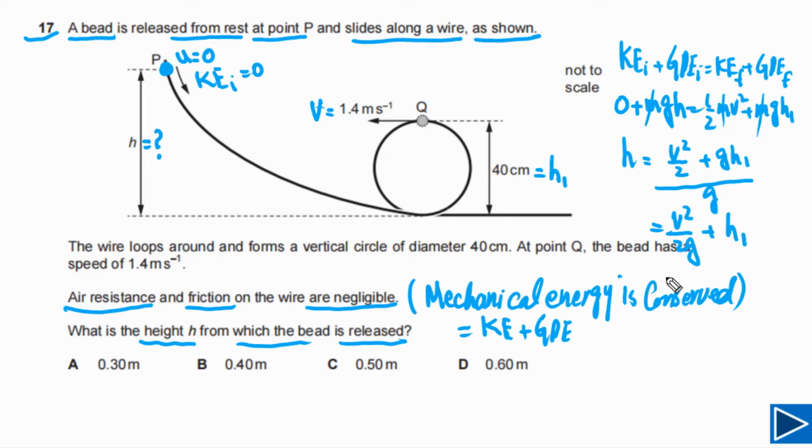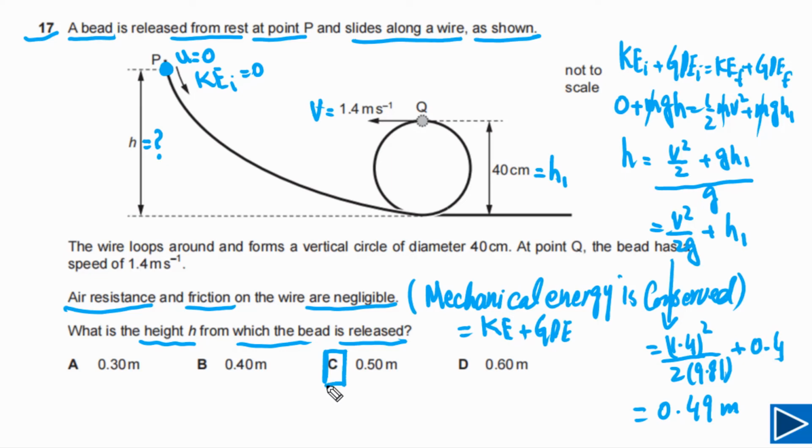Now we need to plug in values. v squared: v is the speed at this point, which is equal to 1.4. So this is 1.4 squared divided by 2g, where you have to use 9.81 at AS level, plus h1, which is 40 centimeters. So this is 0.4 meters. If we solve this, our final answer will be 0.49 meters. So C is the best possible answer.